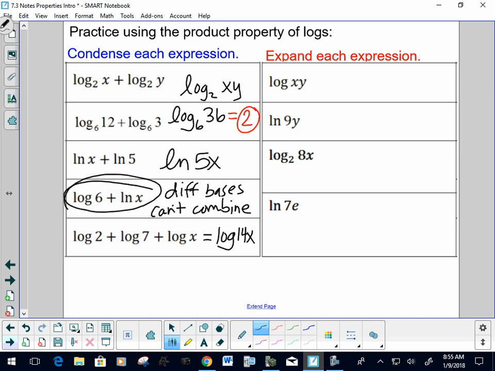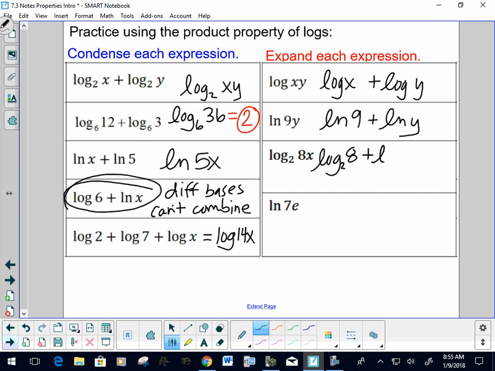Now we're going to expand, going the other direction. If I have the log of x times y, I can expand that into the sum of 2 logs. It's the log of x plus the log of y. And if I wanted to expand the natural log of 9y, it would be the natural log of 9 plus the natural log of y. Log base 2 of 8x, we could expand to the log base 2 of 8 plus the log base 2 of x.